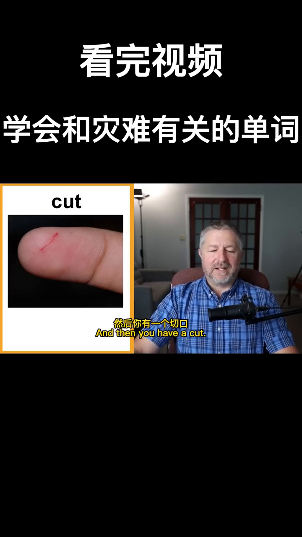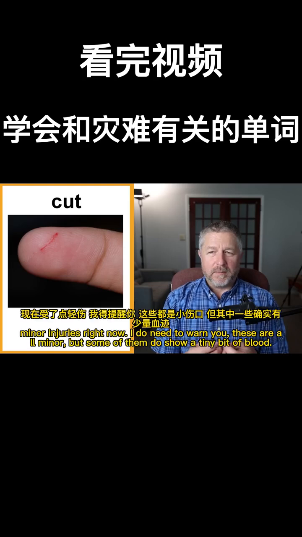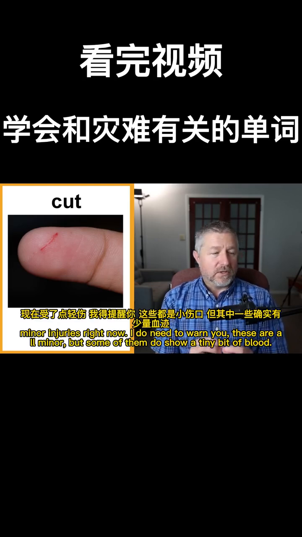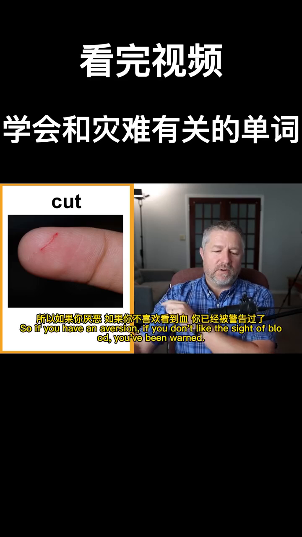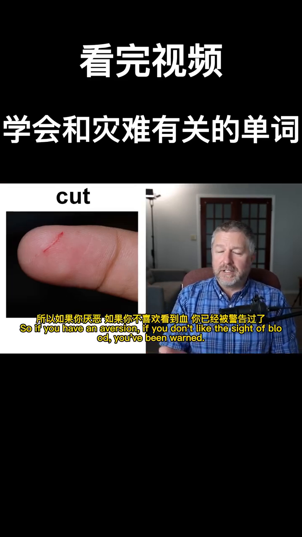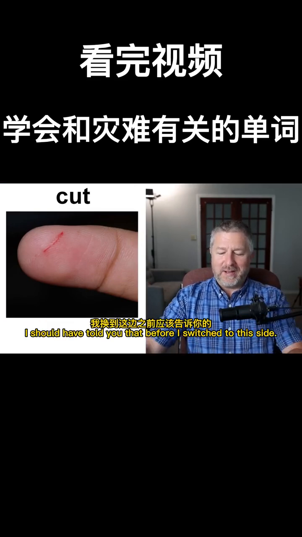And then you have a cut. So I'm going to go through some minor injuries right now. I do need to warn you, these are all minor, but some of them do show a tiny bit of blood. So if you have an aversion, if you don't like the sight of blood, you've been warned. I should have told you that before I switched to this side.